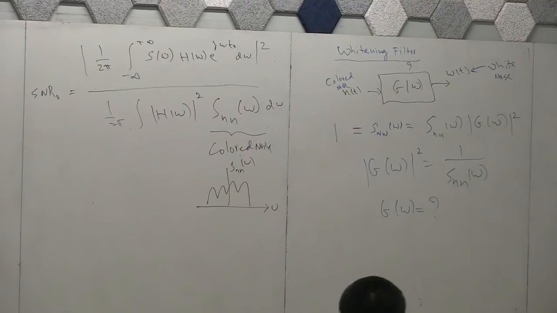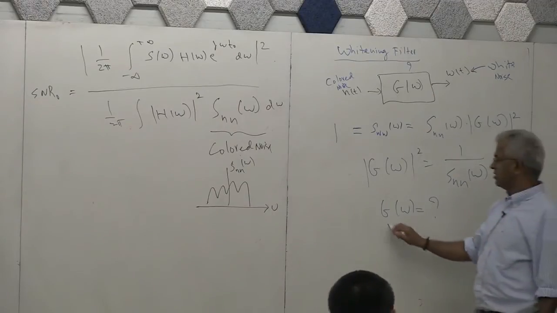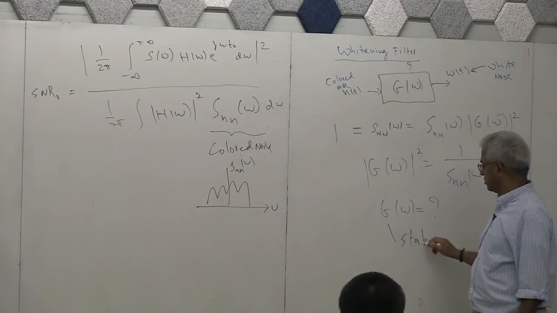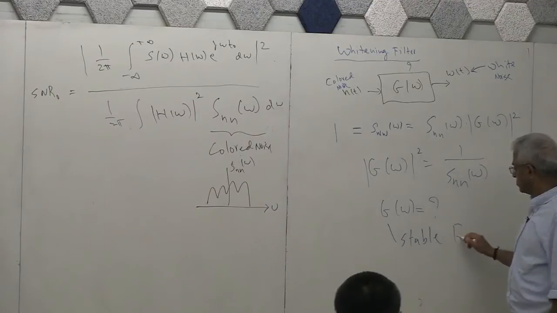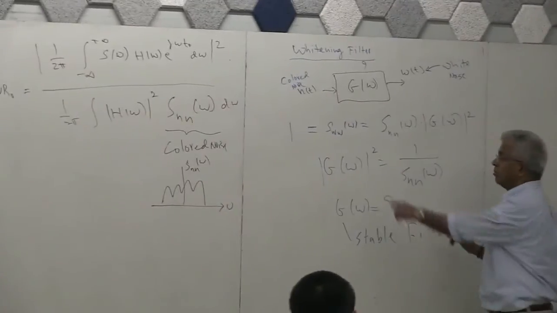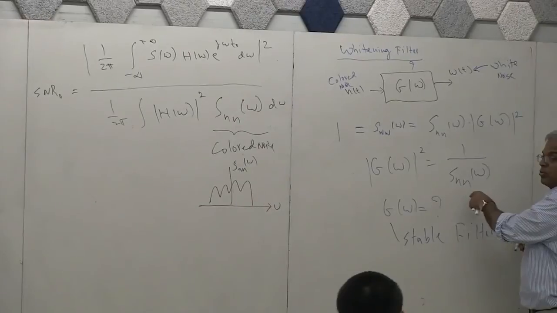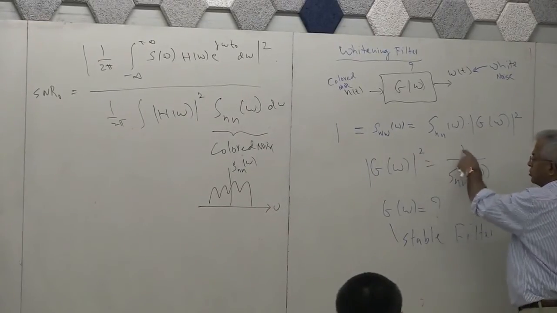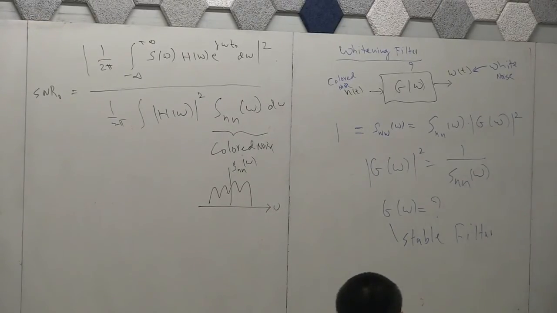Okay, so let me show you some. Suppose you can, and of course you also want this filter to be stable and so on. Okay. Remember, G(omega) is not 1 over Sn(omega). The absolute value of G(omega) squared is 1 over Sn(omega). Okay.